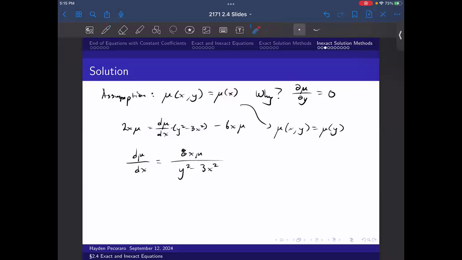So what you should end up with down here is a differential equation that only involves the variable that you're assuming mu is dependent on. Okay, we'll stop here, and then we'll talk about some modeling stuff next time. Make sure that you turn in your homework. Thank you.